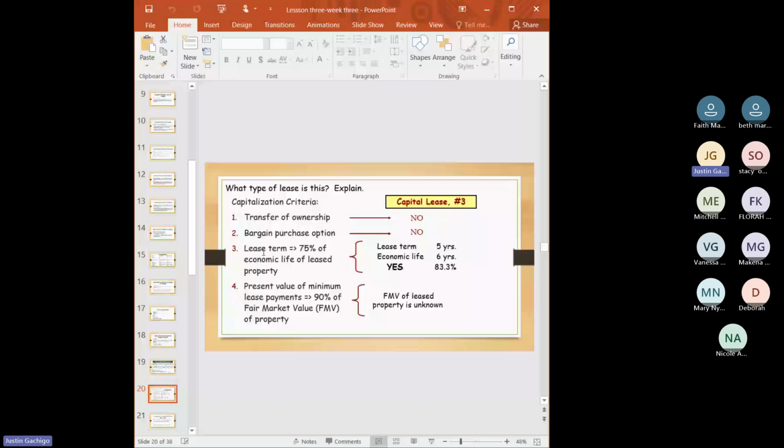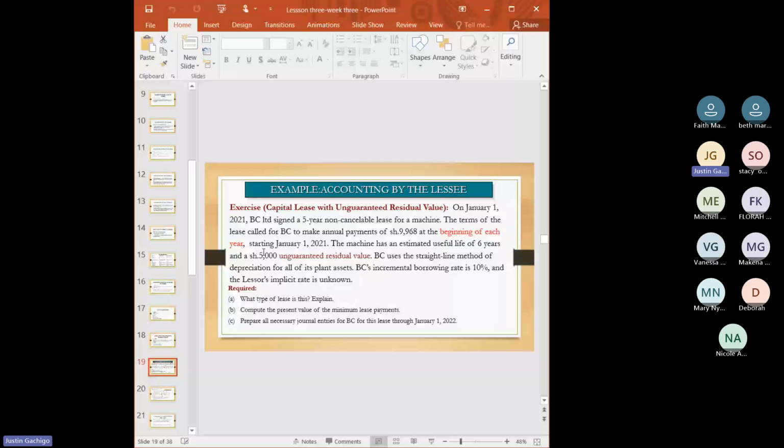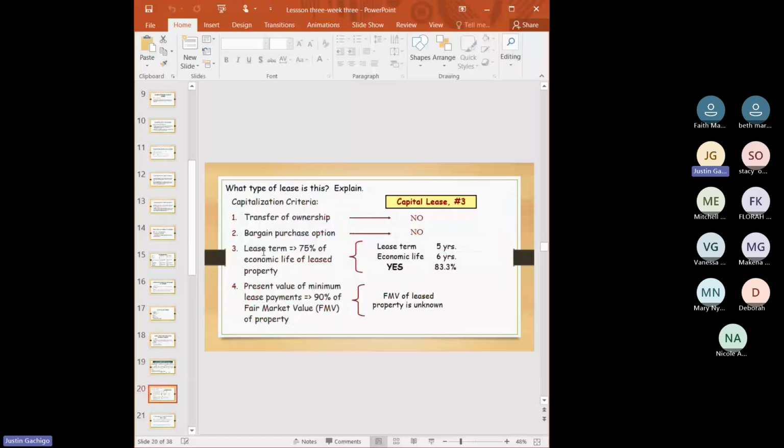Lease term. Lease term is for how many years in this question? The machine has an estimated useful life of 6 years, so 6 years is the life of the machine, and it has been leased for 5 years. So lease term is 5 years, economic life is 6 years, then the lease term is 83.3%, and that is more than 75%. And therefore, with that, you can say this is a capital lease.